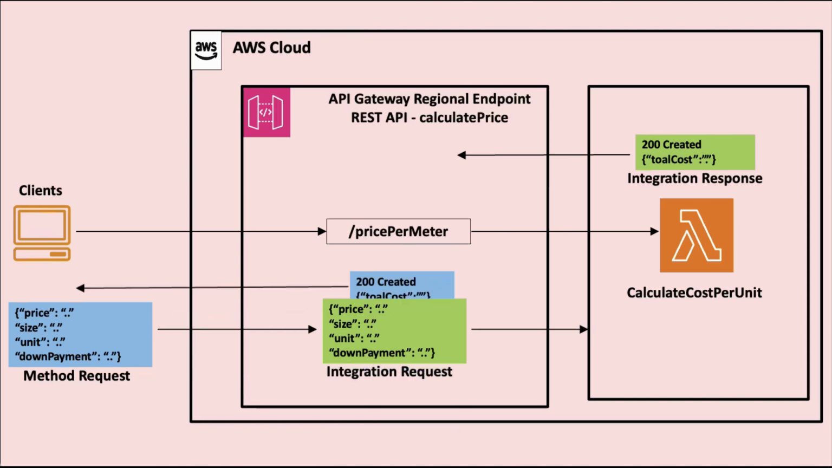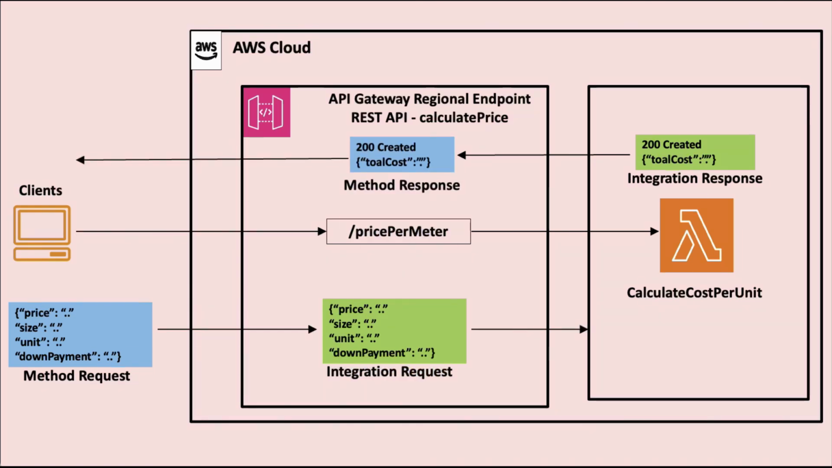Once the response comes from the integration, which is the Lambda, the API Gateway can do some further processing on that. That is called method response. In our case, we are not doing any transformation in this lab. The same response which comes from the Lambda is sent to the clients.